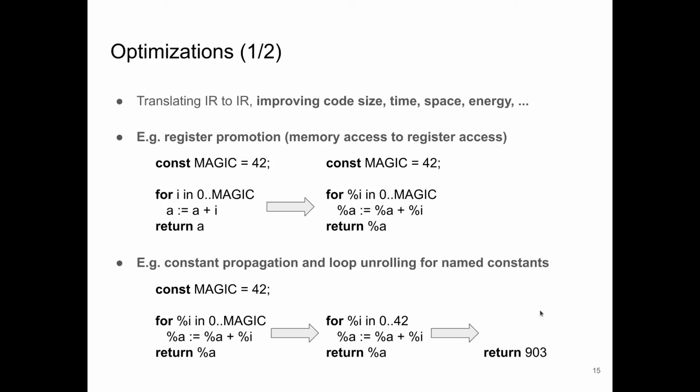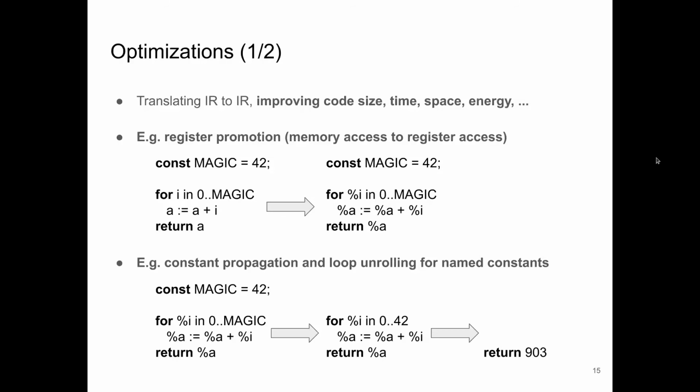So by performing these two optimizations, or 3 or 4 optimizations, we can dramatically reduce the amount of code, the 4 lines of code, into just 1 line of code, return 903. And furthermore, we can dramatically reduce the time we should spend on computing this, and the size of the memory, or the amount of energy we're going to use.